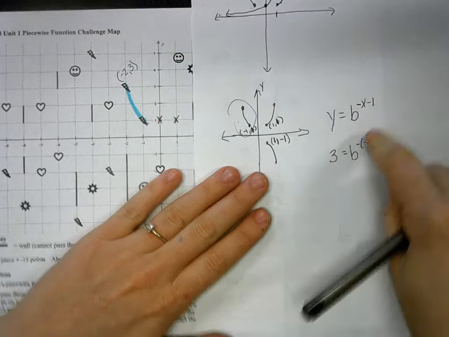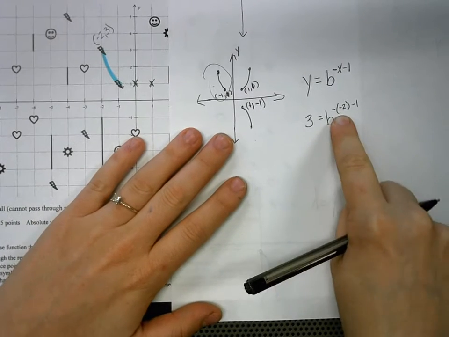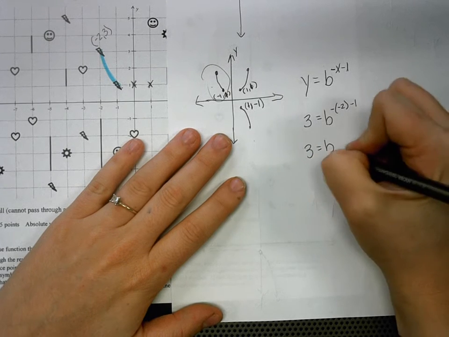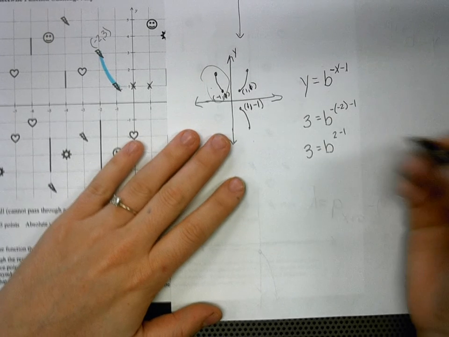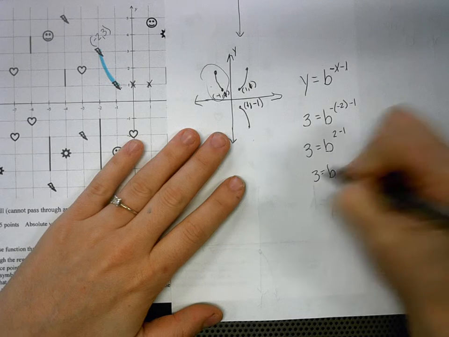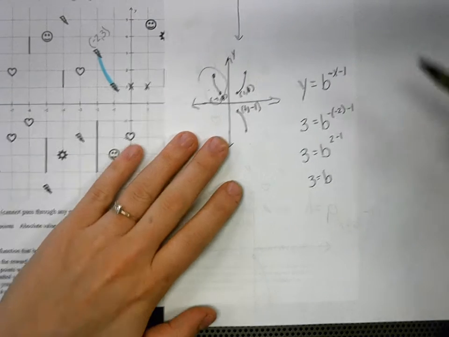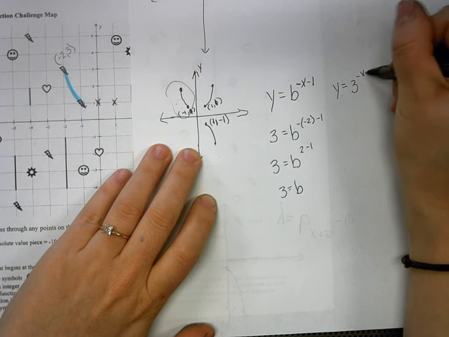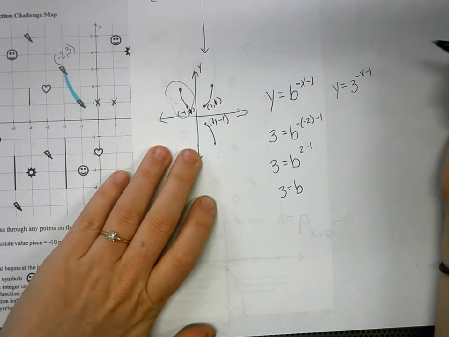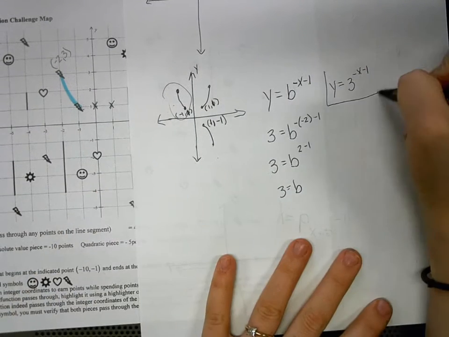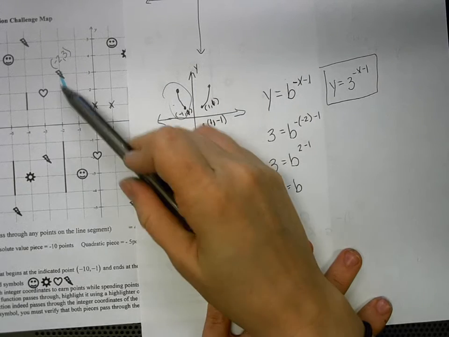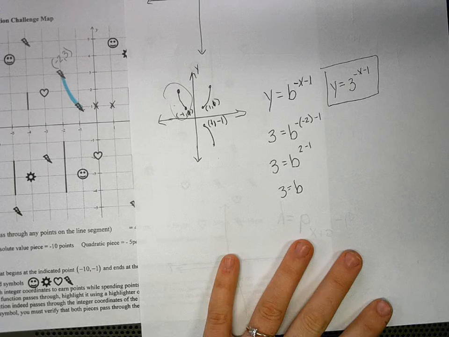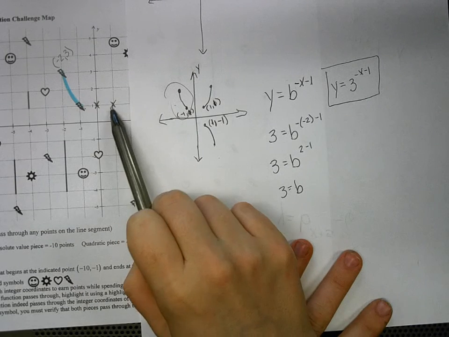So you'll see what's happening to the y value here is we're going to take the opposite x value, and we get b to the positive 2 minus 1, which is just b, which makes my b value equal to 3. I can plug that in for my equation, and I get 3 to the negative x minus 1. And that is my equation for an exponential function that has been reflected over the y-axis. So please make sure you translate and then reflect.